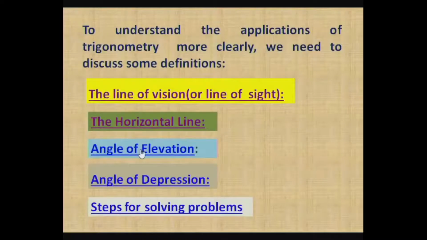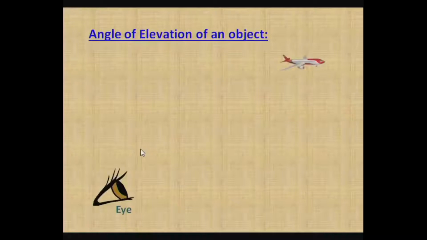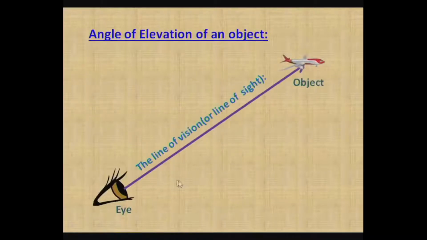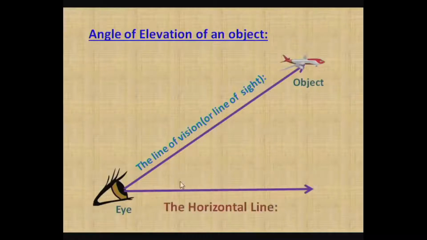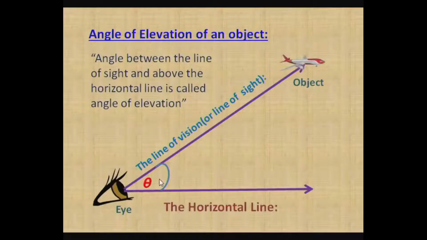Next one is angle of elevation. See, what does the angle of elevation mean? The angle of elevation is for a line drawn from the observer's eye to the object above the horizontal line. The angle made between the line of vision and the horizontal line is called the angle of elevation.